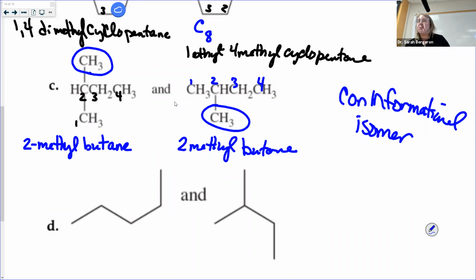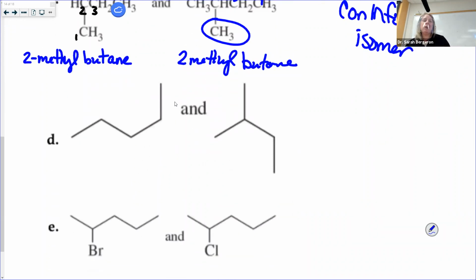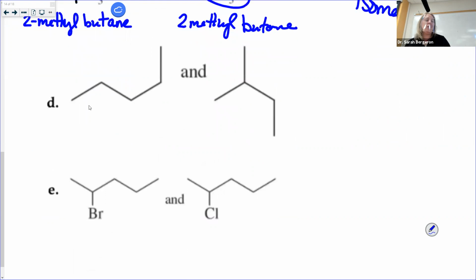Yeah. Sometimes naming it really, really helps. Okay, D. Do I start here, the front, or do I start at the back? Doesn't actually matter. 1, 2, 3, 4. Do I stop there? No, because I can put my finger and I can continue, and I'm still continuous. So there's 5 carbons in that parent chain.